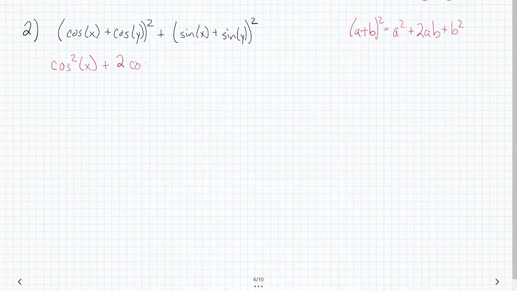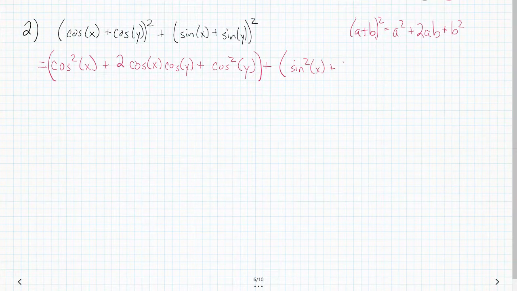So you got 2 cosine of x cosine of y plus cosine squared of y. So this whole thing equals this. And then plus, so this is the first bit, and I'll just put it in parentheses so we can distinguish between the two. And then we're going to do the same thing for the second two involving the sines. So you have sine squared of x plus 2 sine of x sine of y plus sine squared of y.